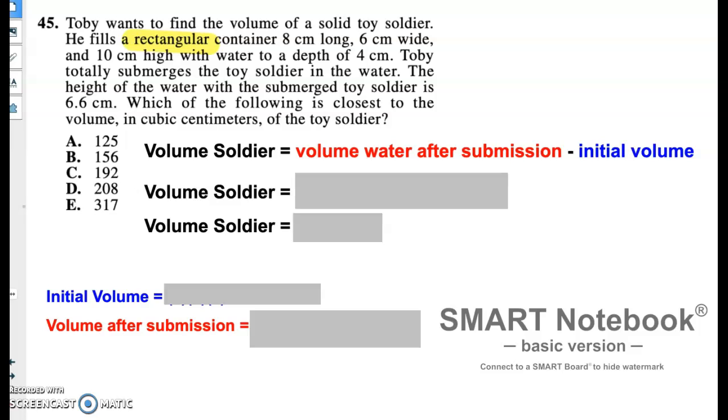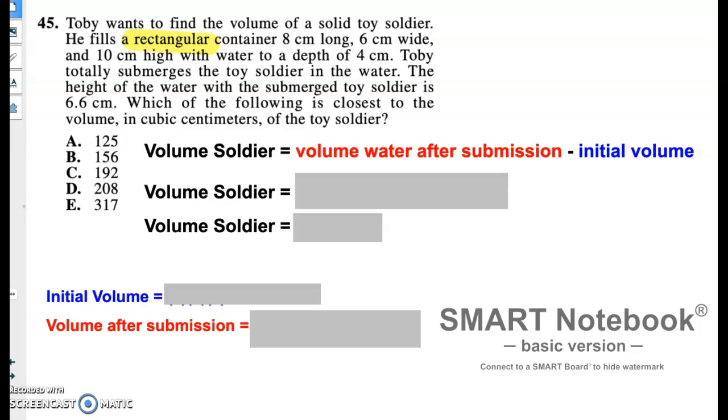Toby totally submerges the toy soldier in the water. So he's finding the volume by displacement. The height of the water with the submerged toy soldier is 6.6 centimeters. Which of the following is closest to the volume in cubic centimeters of the toy soldier?